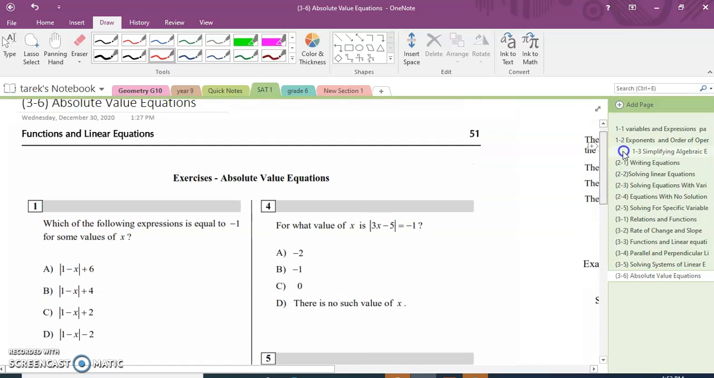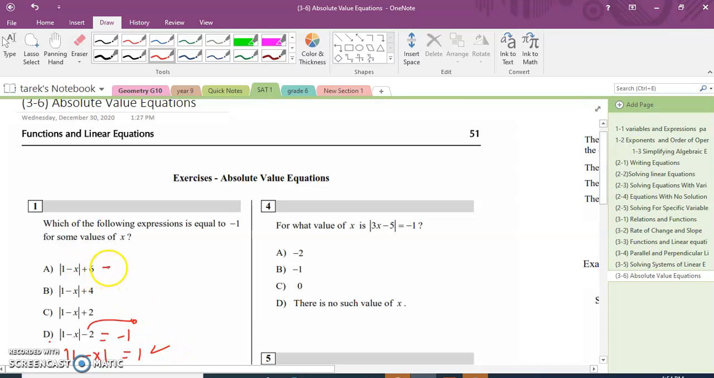Let's take number 1. Which of the following expressions is equal to negative 1 for some values of x? If you look at these absolute value equations, the only one that can be negative 1 is this one. Why? Because if you say that this is negative 1, you take this to the other side, it will be 1 minus x equals negative 1 plus 2, which is 1, which is a positive number.